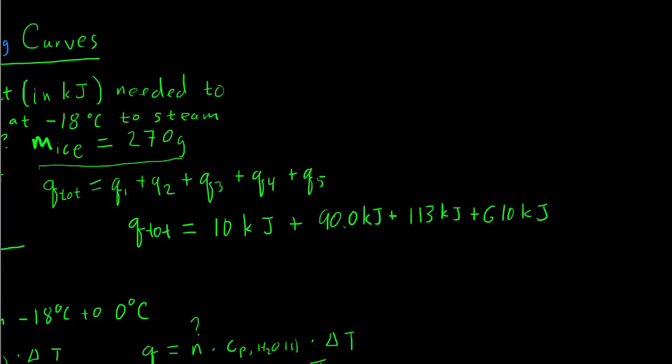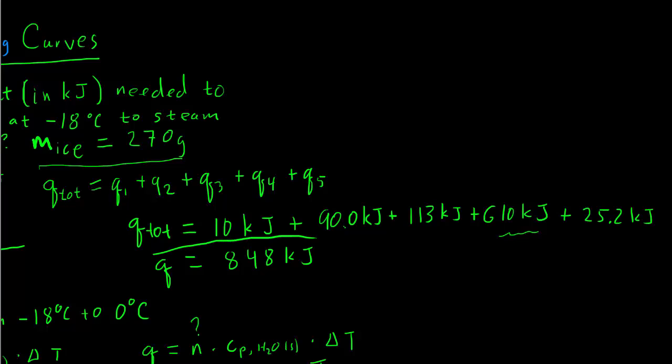Notice how that number is much bigger than all the others, so it takes a lot of heat energy to convert a liquid into a gas. That's because you have to pull apart all of those cohesive forces that are holding the water molecules together. And finally, to heat up the steam, 25.2 kilojoules. So we add up all those numbers, and we get a grand total of 848 kilojoules. Whew, so there's our answer.